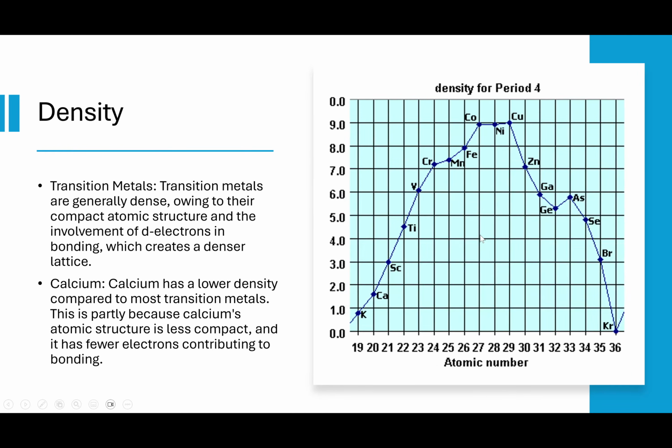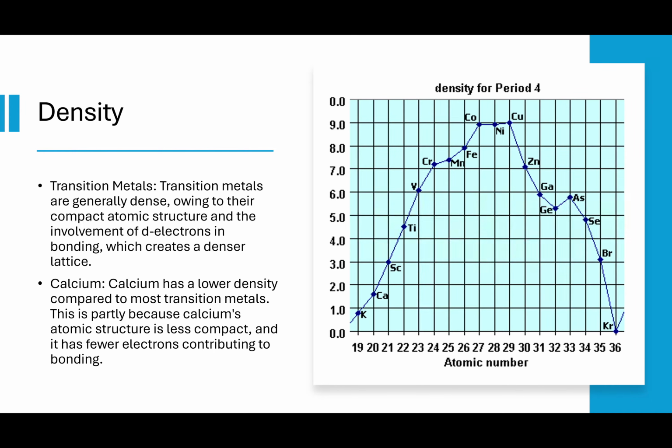All right. Density now. If we look at the density of these elements, transition elements are generally dense, owing to their compact atomic structure and the involvement of d orbitals in bonding, which creates a denser lattice. So the delocalization of the d orbitals, lending to the stronger metallic lattice, would contribute to their density, along with the fact that nuclear charge continues to increase as we go across a period, and we've looked at that in module 1.